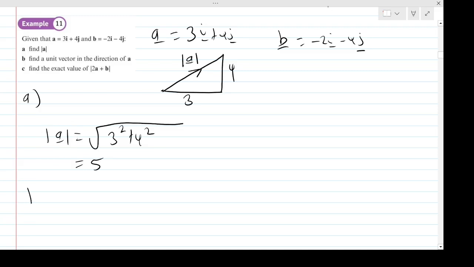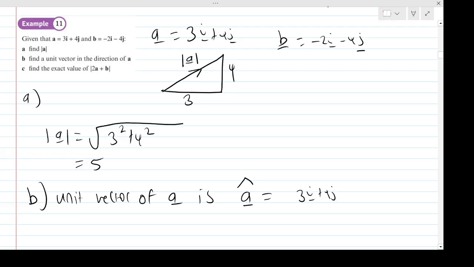Cool. Part B. It's then asking us to find a unit vector in the direction of A, okay? So it wants us to find the unit vector of A. And so this is going to be this A hat. And so this is going to be the vector A, which is 3i add 4j, but we're going to be dividing it by its length, right? So it's going to be divided by 5, okay?